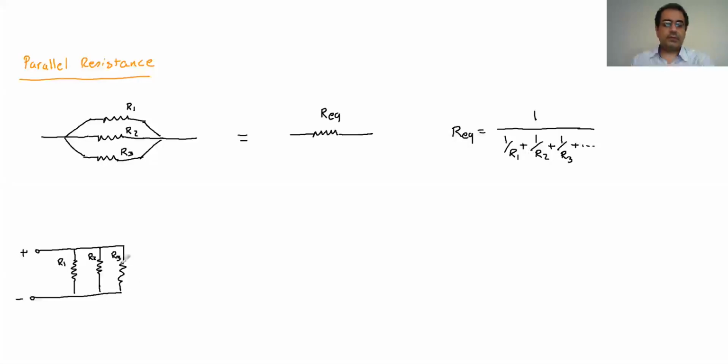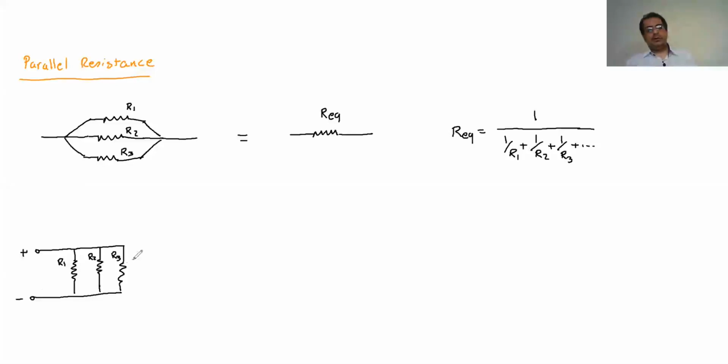So we have these three in parallel, and as you see, these three ends are connected to one node, and these three ends are also connected to the same node. So these three are in parallel. It's just the same thing here, I rotated it. These three are connected to the same node, and these three are also connected to the same node. So these are in parallel.